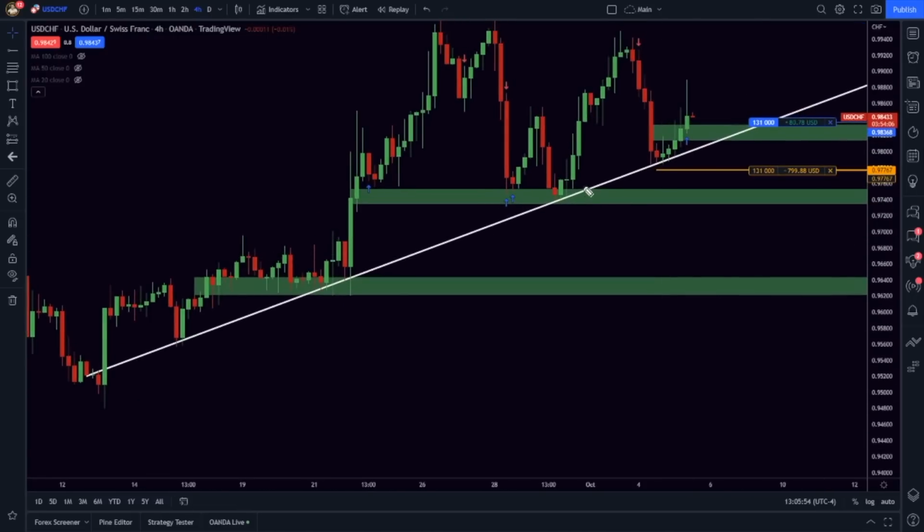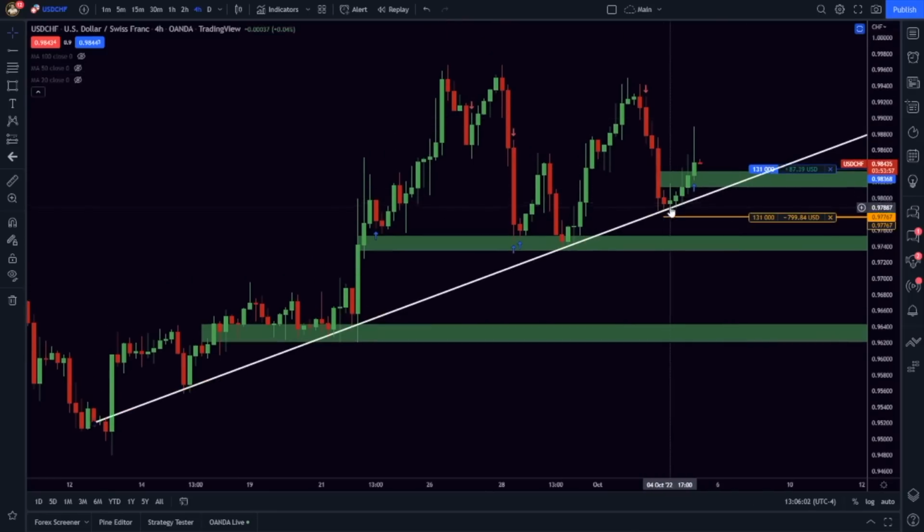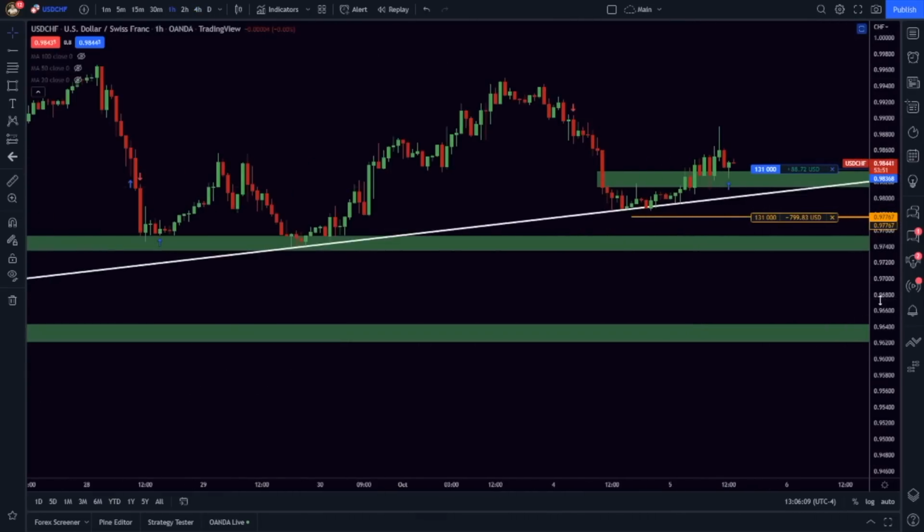And then we also retested this trend line here this morning and found some pretty strong buyers in this area. Now, I was looking at this and I was like, wow, I kind of missed the move here. But then intraday, it seems like we got a bit of a pullback, and this was kind of my chance to try and pick this thing up long.